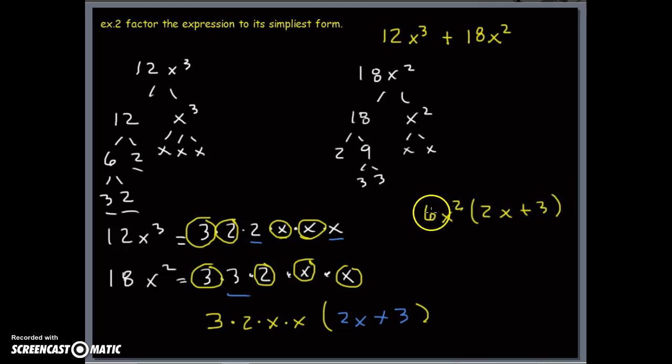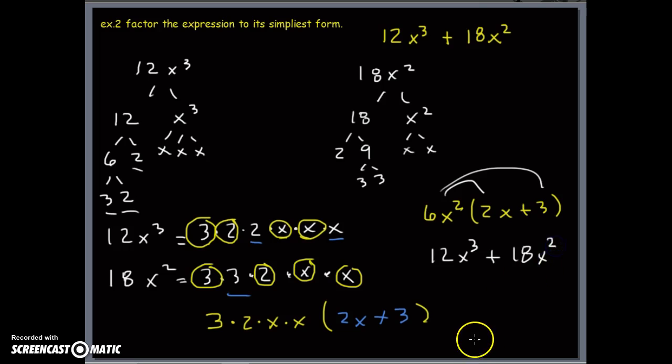If I multiply this back in, I should get the same answer as the original expression. 6 times 2 is 12. x squared times x is x cubed. 6 times 3 is 18, times x squared is 18x squared. So we get the exact same as the original expression, which means we factored it correctly.